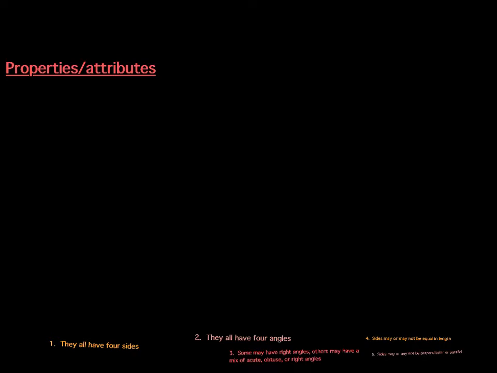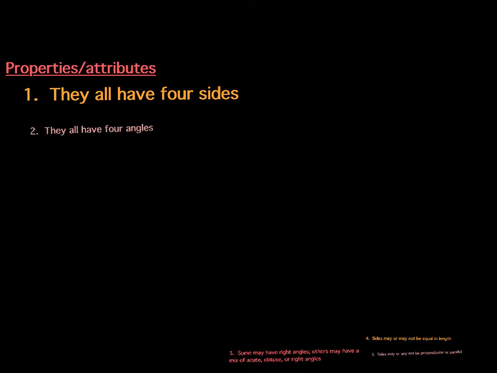Alrighty, so let's take a look and review the properties or the attributes of quadrilaterals. Our first property or attribute is they all have four sides. And that makes sense because quad means four. Our second attribute is they all have four angles. Again, that makes sense because if I have four sides, you would think that you would have four angles as well.